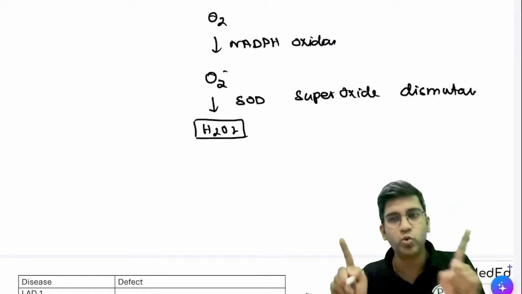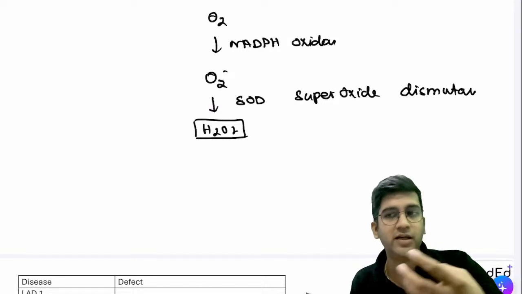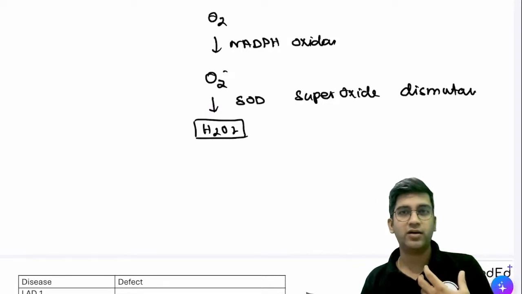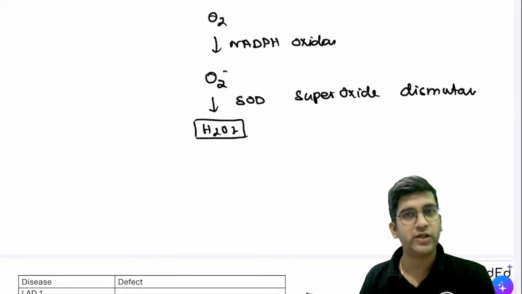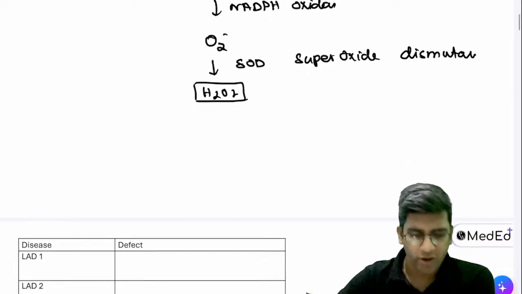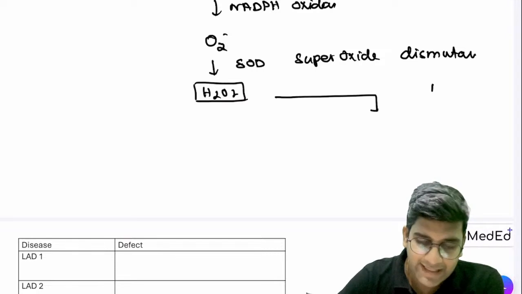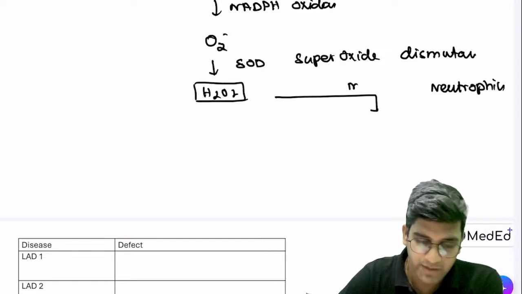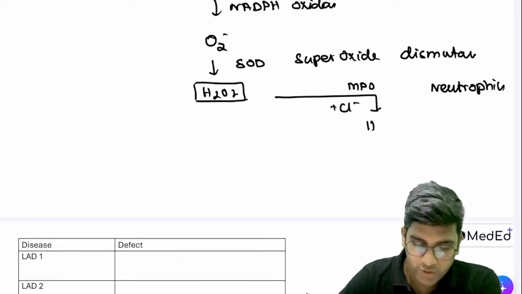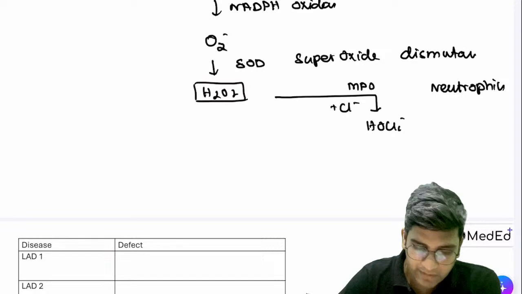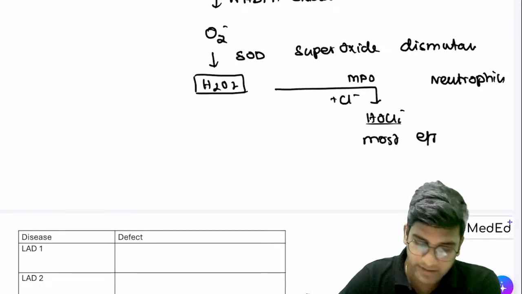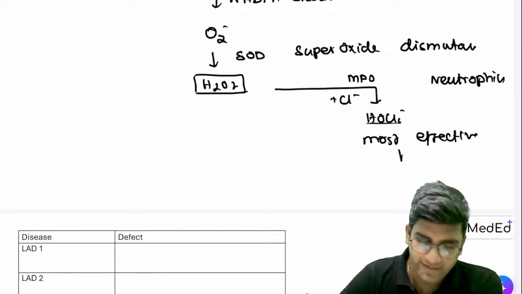Hydrogen peroxide has two outcomes based on what my stimulus is. If bacteria is stimulating, what WBC will come into place? Neutrophil or eosinophil? I'm having a bacterial infection. Obviously, I have neutrophils. In neutrophils, I have an excess of an enzyme called MPO, myeloperoxidase, which will bind with chlorine and produce HOCl minus. HOCl minus, hypochlorous ion, is the most effective bactericidal. This also has come in an exam. It's very, very effective bactericidal.